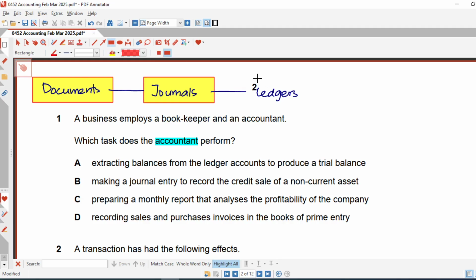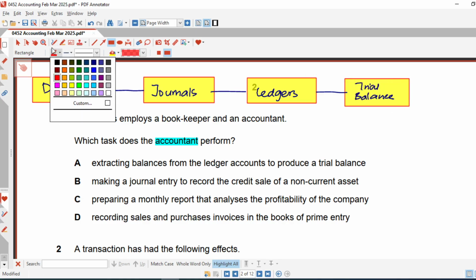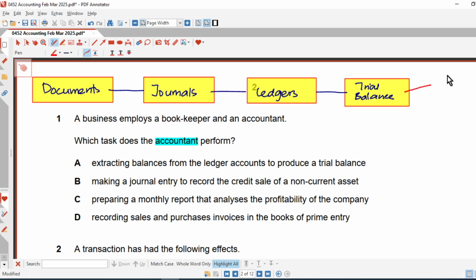We're going to summarize some financial information into the journals, and from the journals we're gonna start bringing the totals over to the ledgers, to your T accounts, and from the ledgers is where we start balancing things off to work out our trial balance, a list of ledger balances, and from there is where we start to draw out the income statement as well as the statement of financial position.